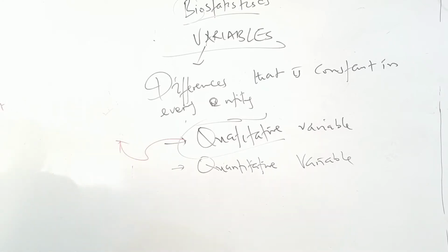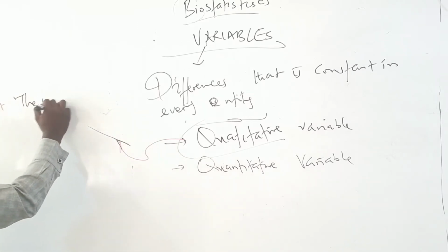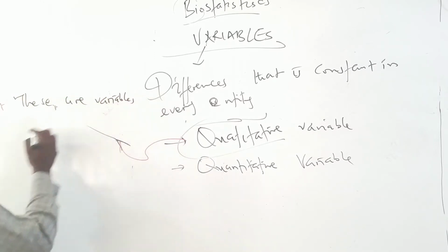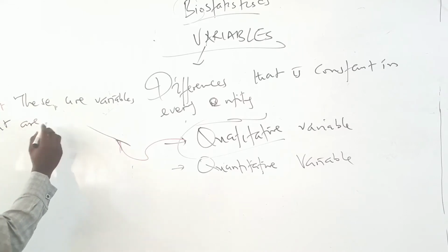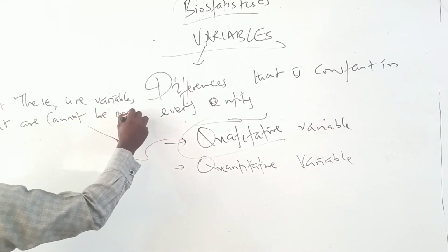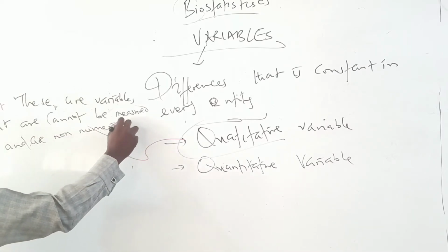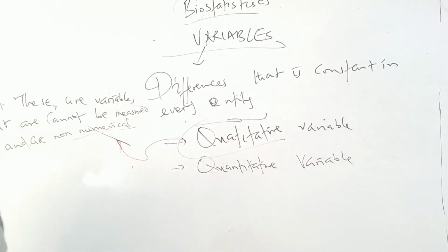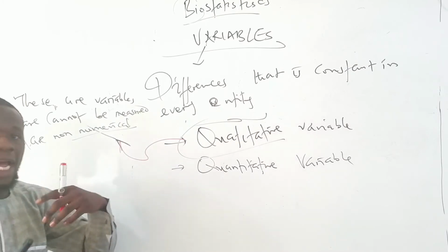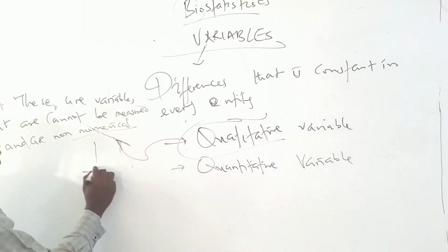So the qualitative variable, pointing at the arrows, these are variables that cannot be measured and are non-numerical. The non-numerical part of it simply means they are not numbered. So they are not numerical and cannot be measured. And we have different types of qualitative variable. So what are the different types of this qualitative variable? The first one we are going to be talking about is the attributive variable.